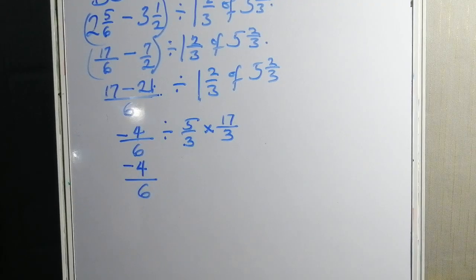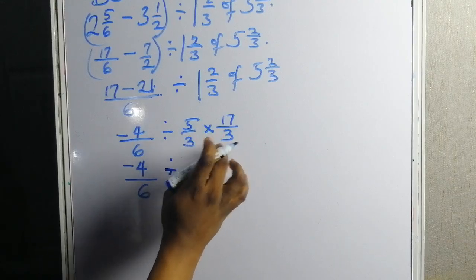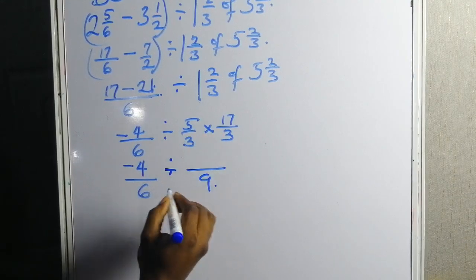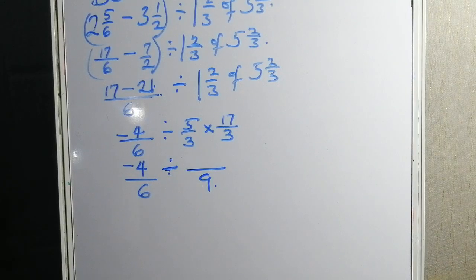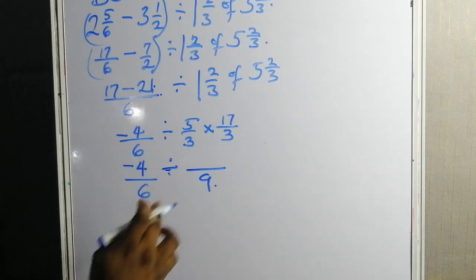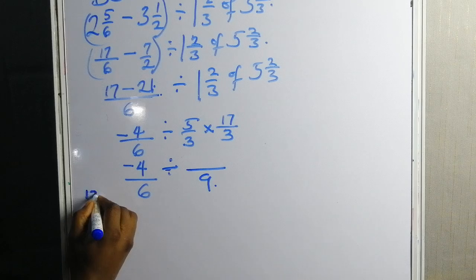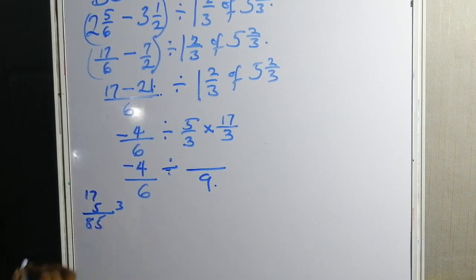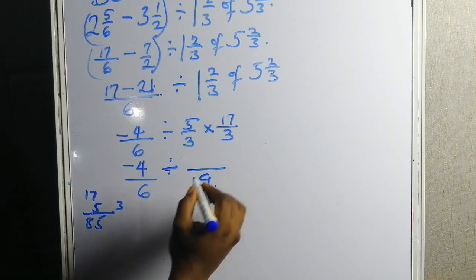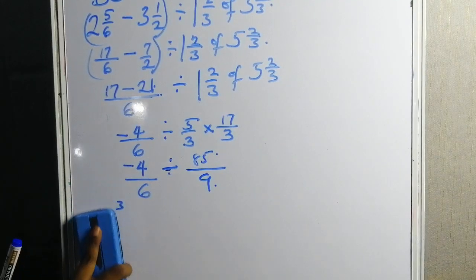Let's say we still have division here. We can say 3 times 3, you have what? 9. Because it's "of" first, we need to deal with "of" first. 3 times 3 is 9. Then 17 times 5. 7 times 5 is what? 35. Carry 3. 5 times 1, that's 5, plus 3 is 8. So you have 85 over 9.